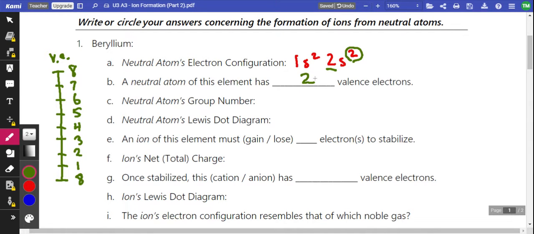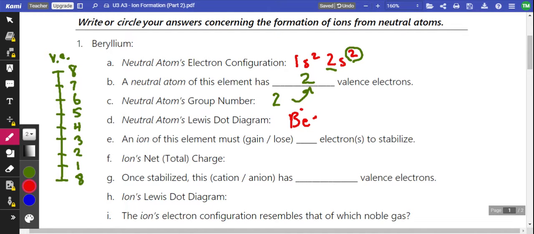Okay, it's in group 2 or column 2 of the periodic table. So again, also just kind of a shortcut to double check, we do have 2 valence electrons. Nice. All right, so beryllium's Lewis dot diagram is going to look something like this. Be with 2 electrons, like that.